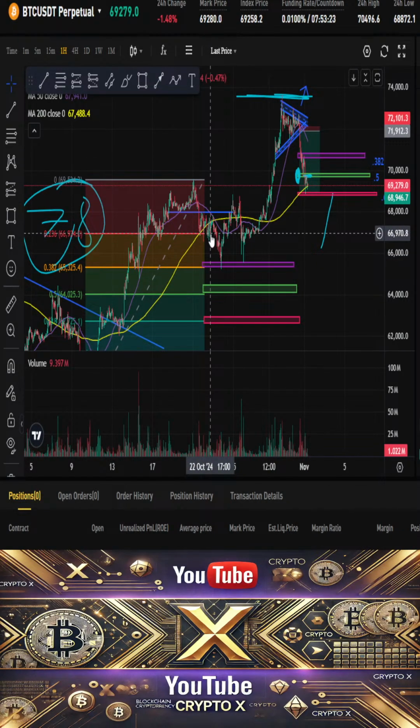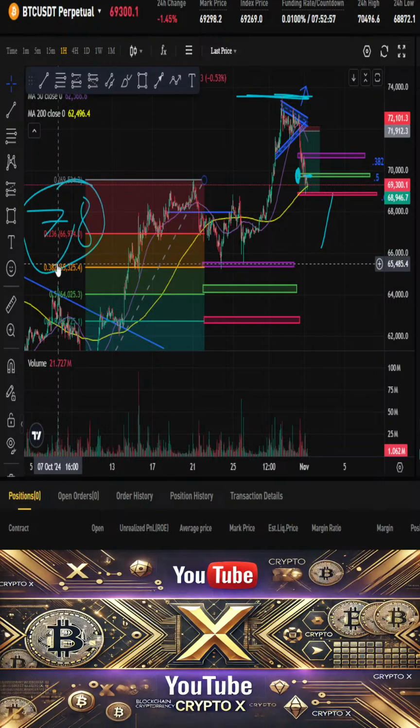And just learn one thing. If it is going with a 0.382 reversal, then the trend is not stable. You can see 0.382 here, the yellow one. We just need 3 points.